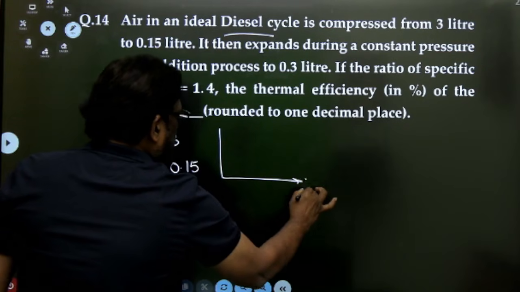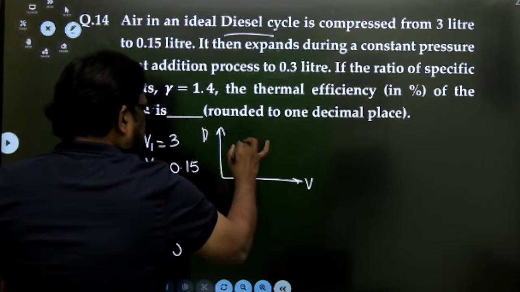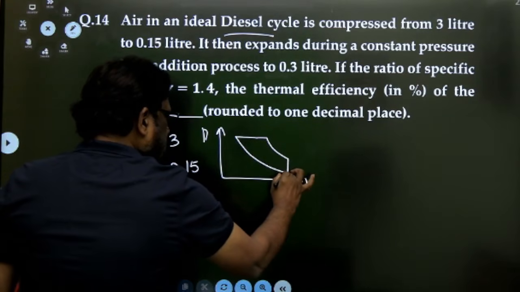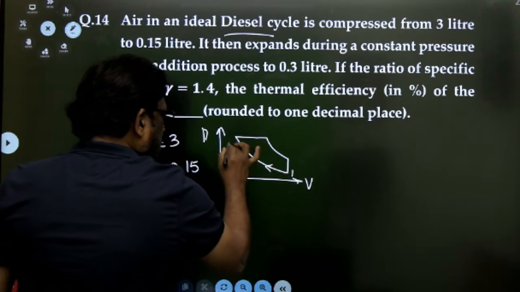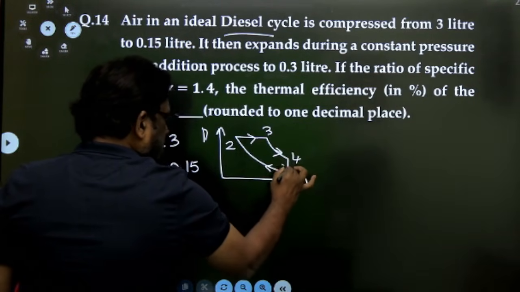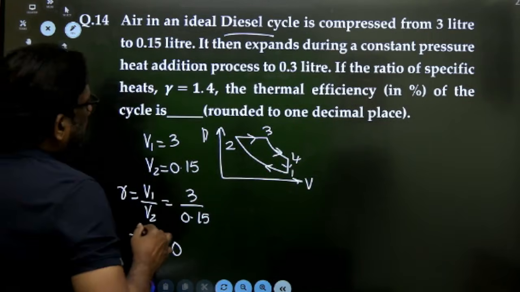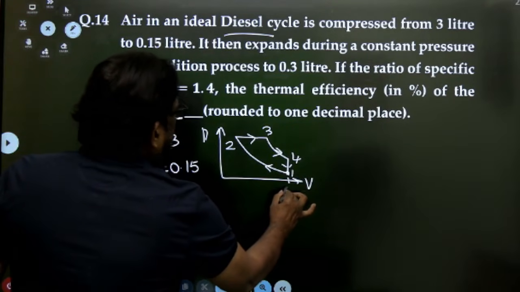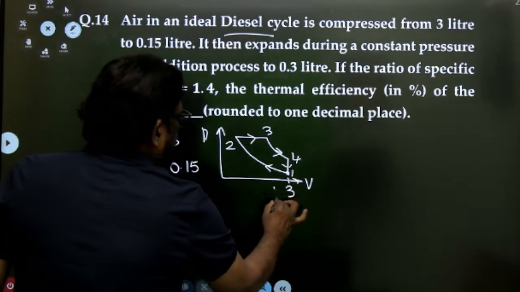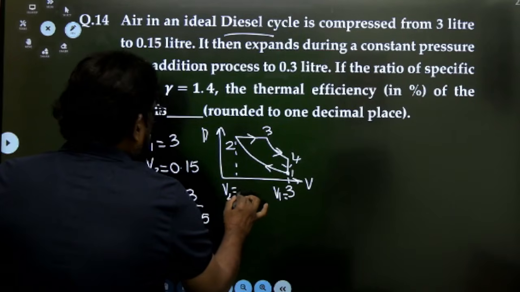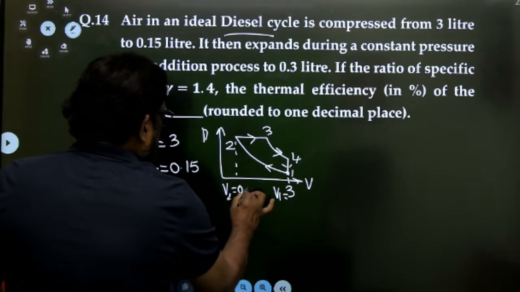देखो एक second. Let me show you diesel cycle. Isentropic compression, constant pressure heat addition. This is the diesel cycle. This is V1, this is V2, this is V3, and this is V4. ठीक है सर? Correct. देखो, so what is he saying? This volume is given to us as 3 liter. After compression, this volume is given as 0.15 liter.